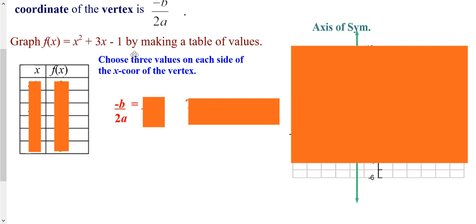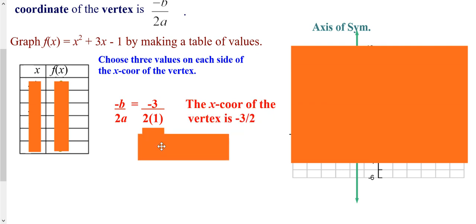So for this particular problem, if we were going to graph this, first of all, I'd want to plug in b and a into negative b over 2a. A in this case would be 1 because that's what's in front of your x squared. B would be your 3, so it'd be the opposite of 3 over 2 times 1. In other words, the x-coordinate of your vertex is negative 3 over 2. So I'd want to then choose 3 numbers on each side of that. This is negative 1.5, so I'd want to try 3 numbers below negative 1.5 and 3 numbers above it.